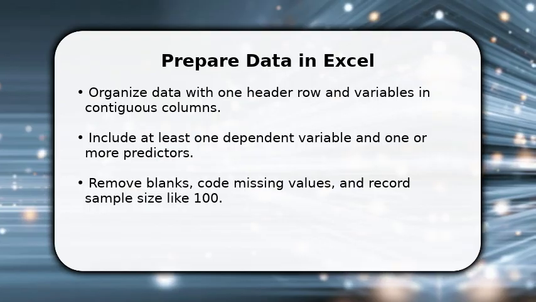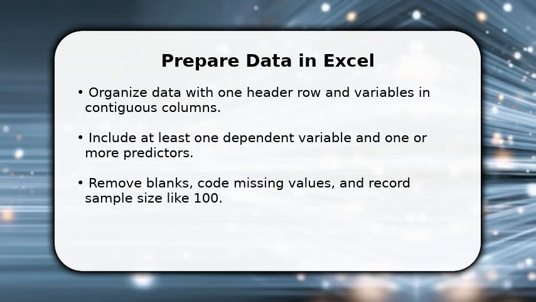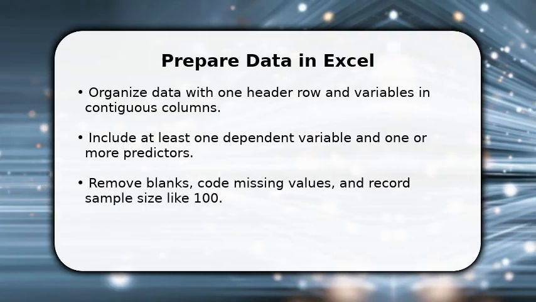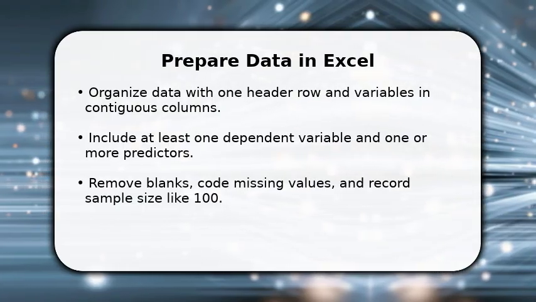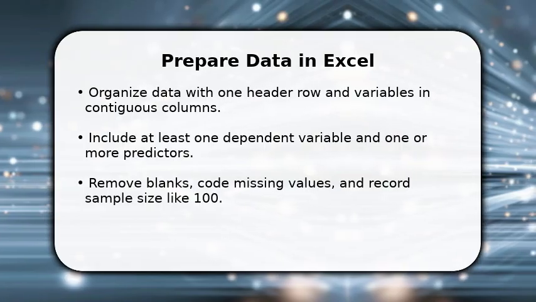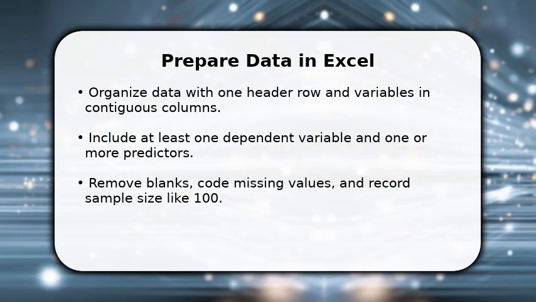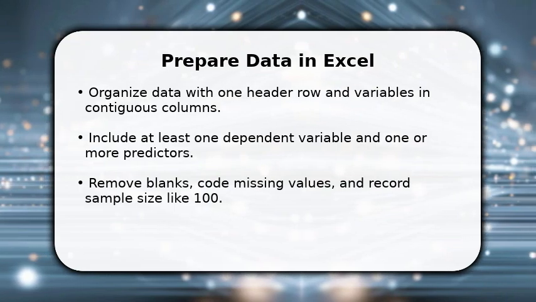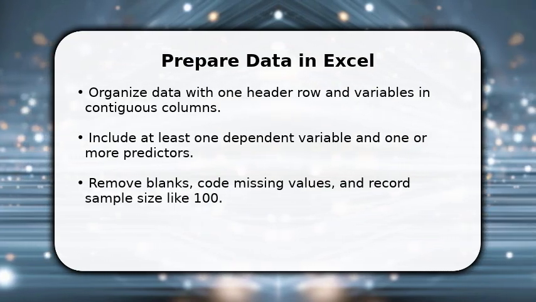Remove blank rows and code missing values consistently before analysis. Confirm the sample size explicitly, for example 100 rows of observations. Save a backup copy before proceeding, and keep variable names short and descriptive for easy selection later.